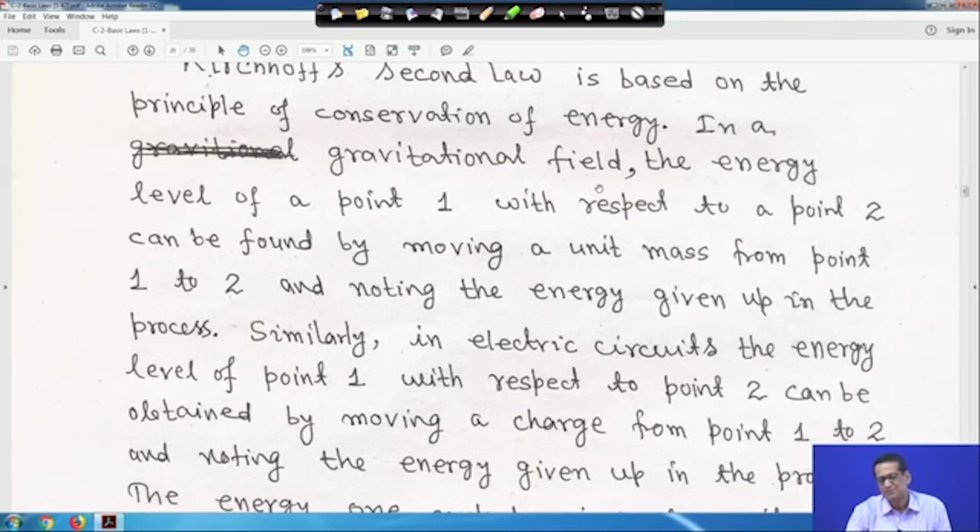Suppose in a gravitational field, the energy level of a point with respect to point 2 can be found by moving a unit mass from point 1 to 2 and noting the energy given up in the process. That is from physics.